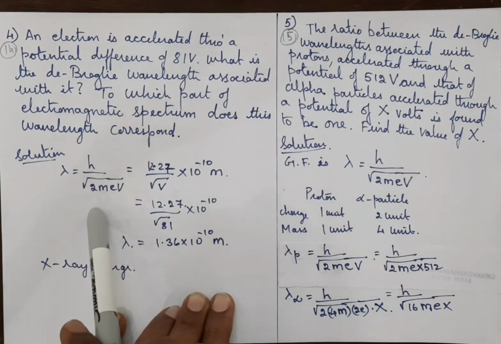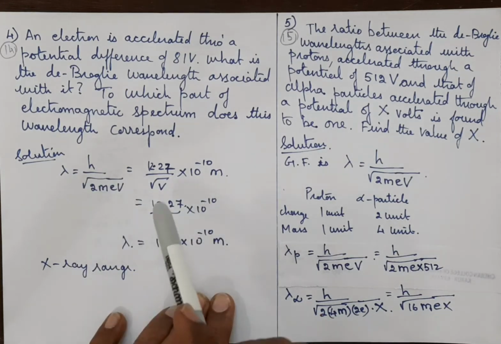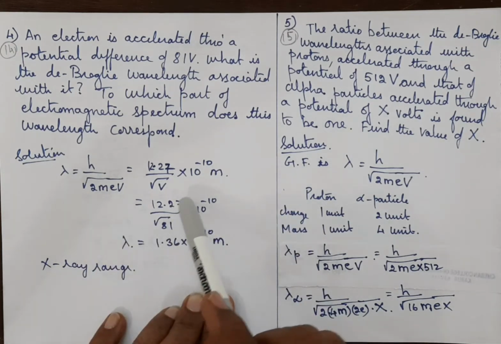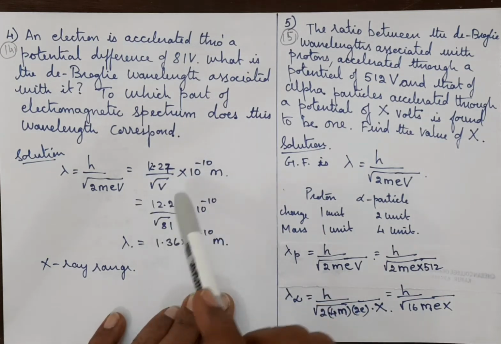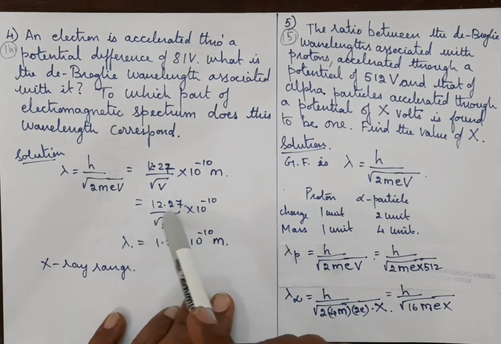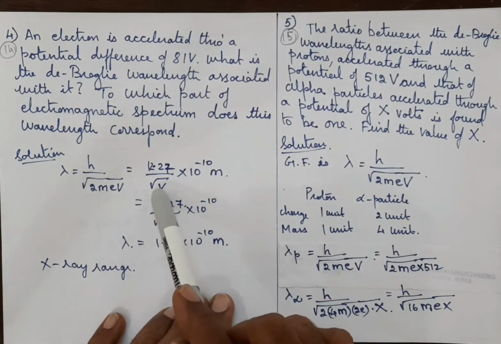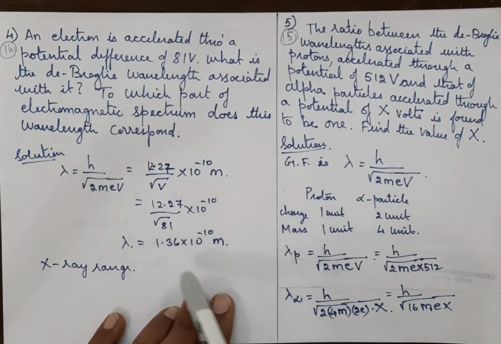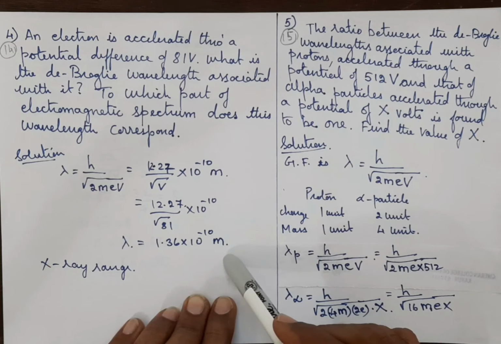So lambda is equal to h by root 2 m e V. Or we can simplify this. In our textbooks one formula is given, lambda is equal to 12.27 by root V angstrom unit, that is 12.27 by root V into 10 power minus 10 meters, right? So V is given here as 81 volt. So instead of V we substitute 81, therefore root 81 is 9. Therefore, when we simplify this, we have 1.36 into 10 power minus 10 meters.